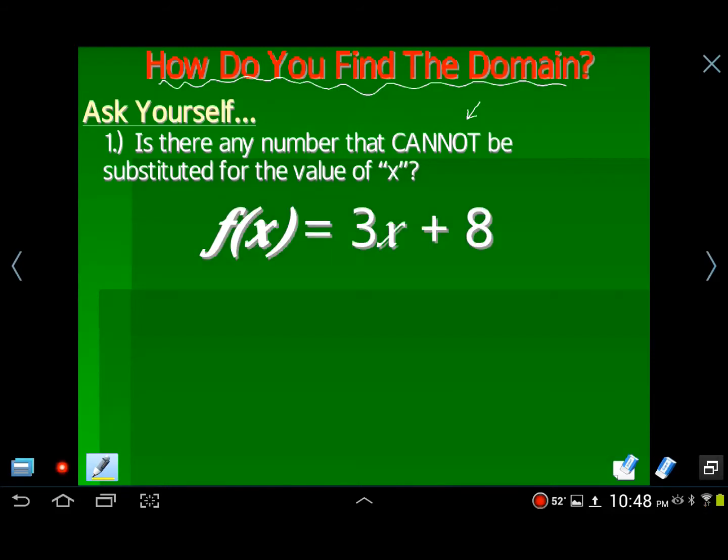For instance, in this equation right here, we have the function of x. The function of x is equal to 3 times x plus 8. And in this particular function, x could be absolutely anything. It could be 0, it can be 1, it can be a radical, it could be anything. In this instance, we can say that the domain of the function is all real numbers, from negative infinity to positive infinity. It's basically all reals.